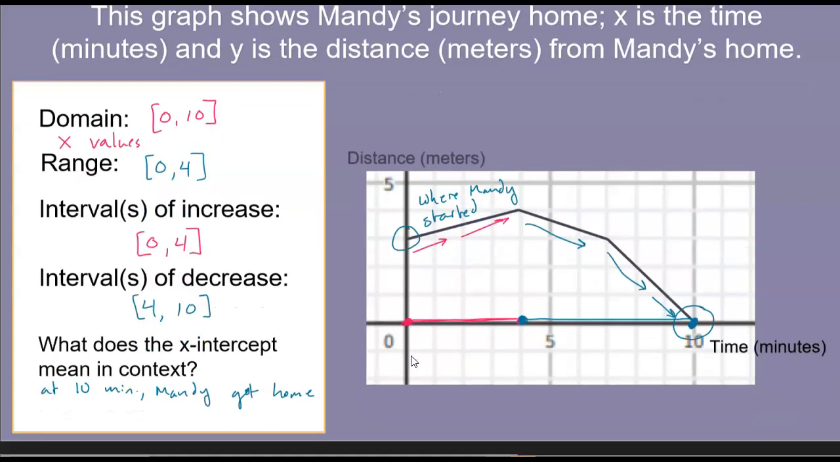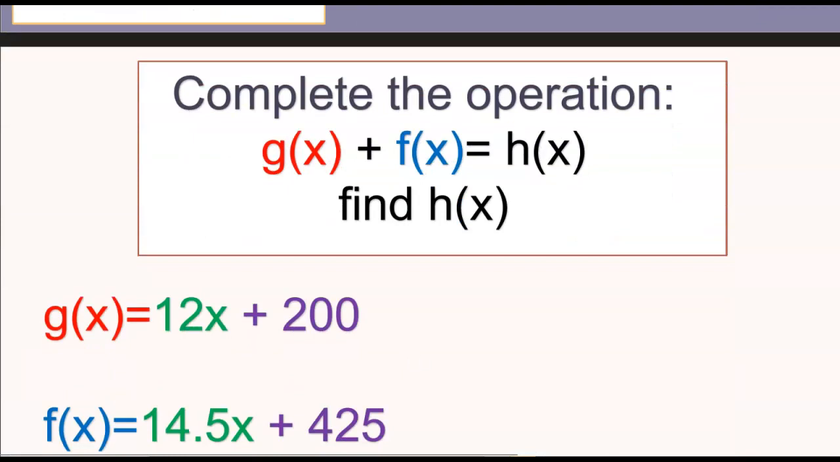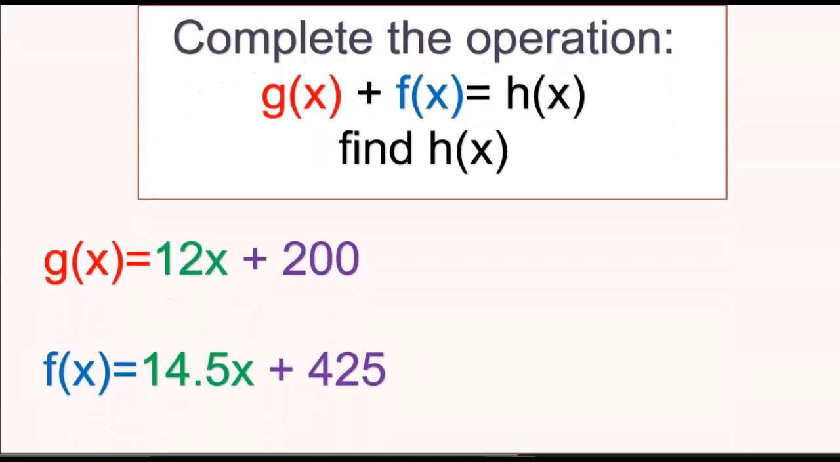All right, next problem. Complete the operation g of x plus f of x equals h of x. Oh, this looks complicated. Is it going to be complicated? Let's find out. G of x plus f of x equals h of x. So we're adding a function to another function. And we need to find the equation for h of x. How do we find that? If we add this one plus this one.